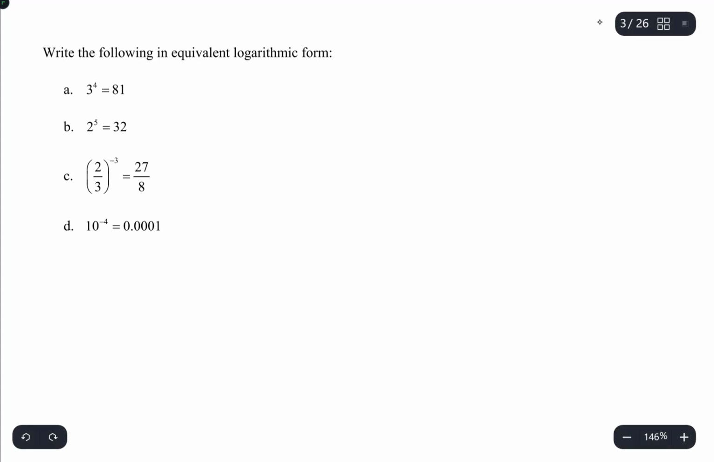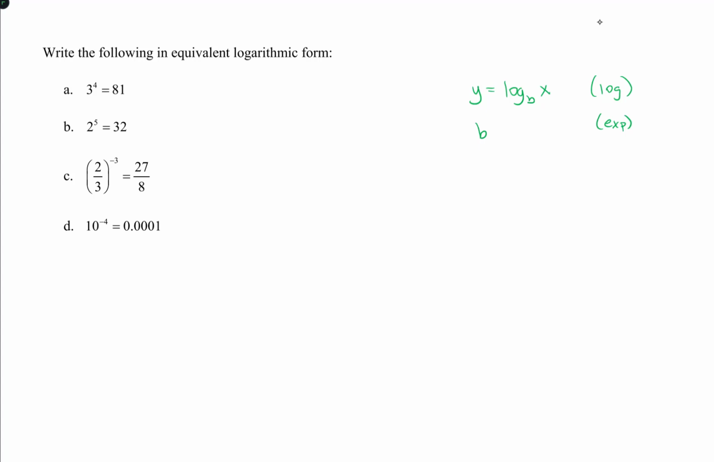If I have y equals log base b of x, and I call that my log form, then the equivalent exponential form would look like this. We would have a base of b, and the base is the easiest term to identify because it's the subscripted value on the logarithm. The result of the logarithm is an exponent, so this is b to the y value, and that's equal to the argument of the logarithm.